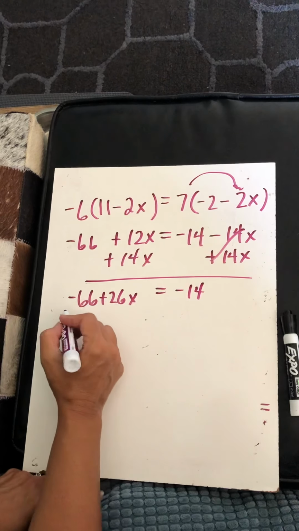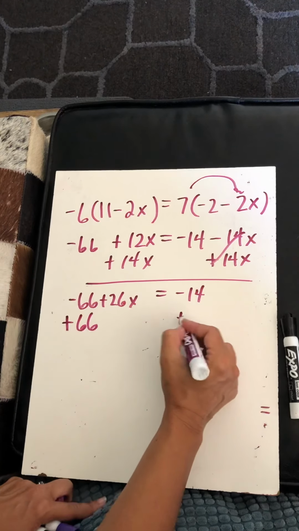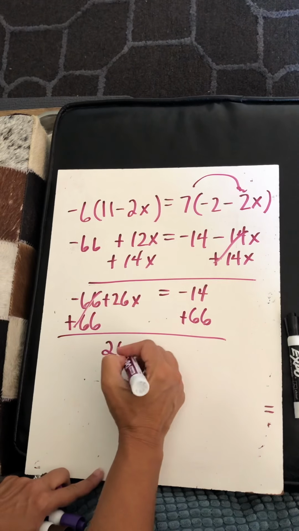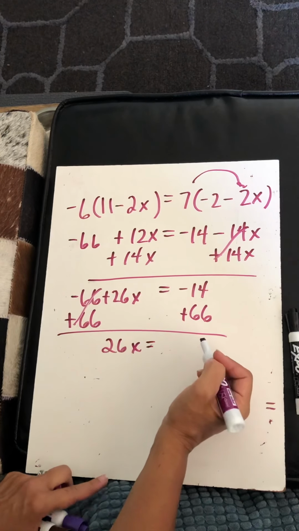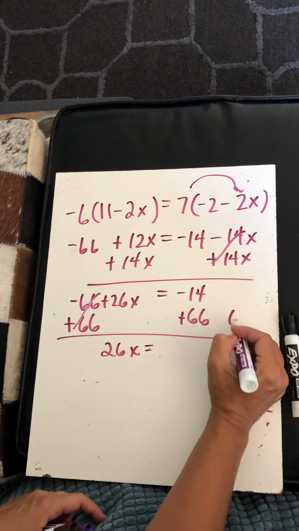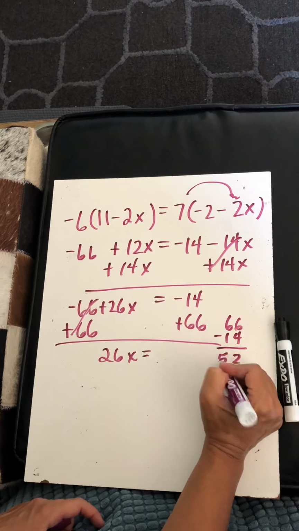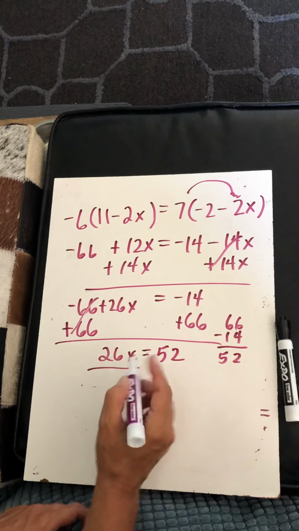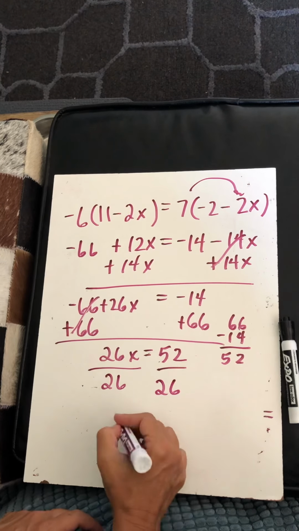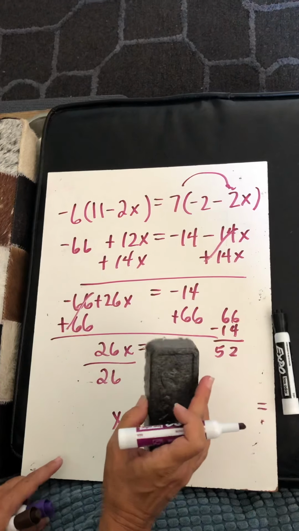So I'm going to continue to solve. So I'm going to isolate now the 26x. So I'm going to add 66 to each side and continue with your proper format. So we have 26x now set equal to 66 minus 14, which leaves you with 52, and divide each side by 26. Then you're left with x equals 2. Okay, let's try one more.